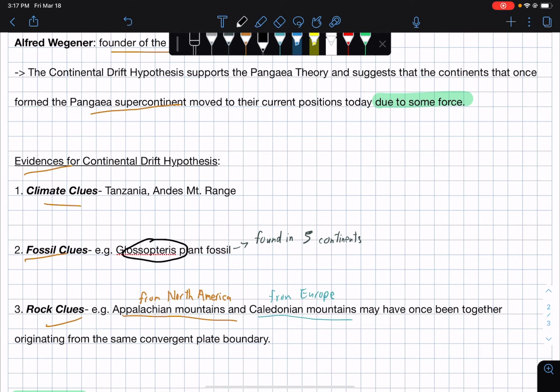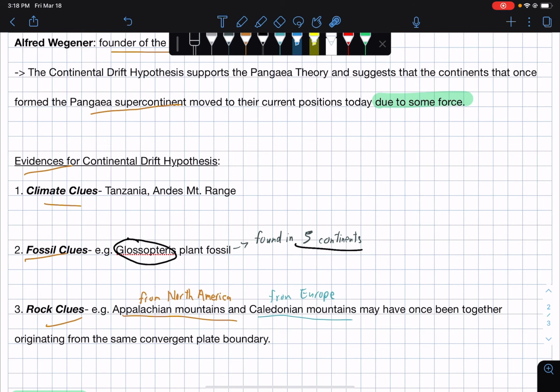This is probably just one of the many plant fossils that may have supported the continental drift hypothesis. The Glossopteris plant fossil is said to be found in 5 continents, and this may suggest that these 5 continents may have been together at some point in history, maybe long before mankind came to this world. Maybe, maybe not.